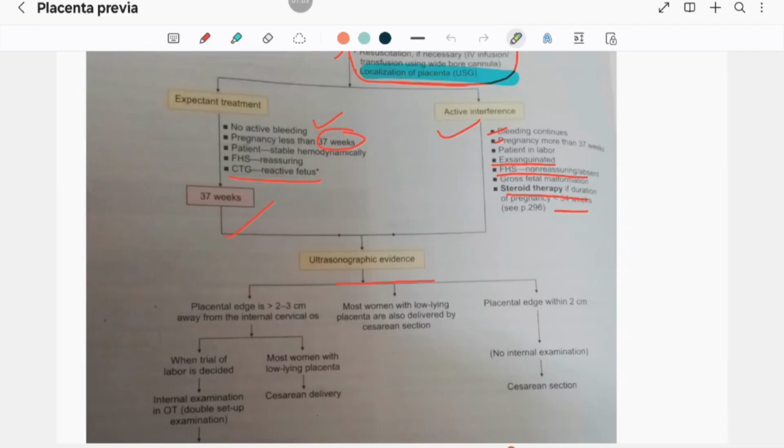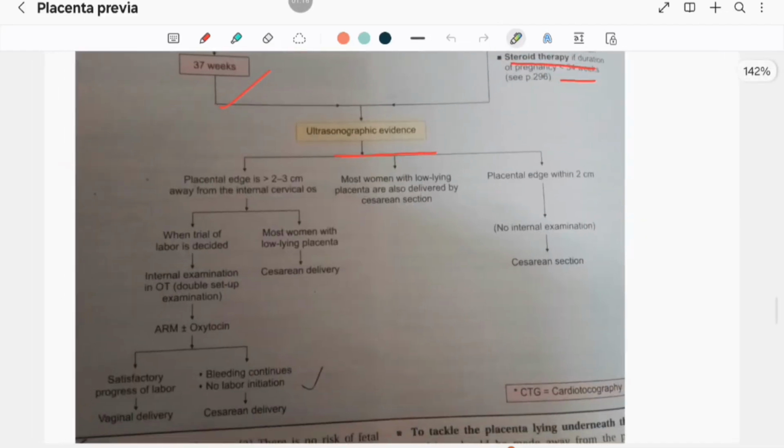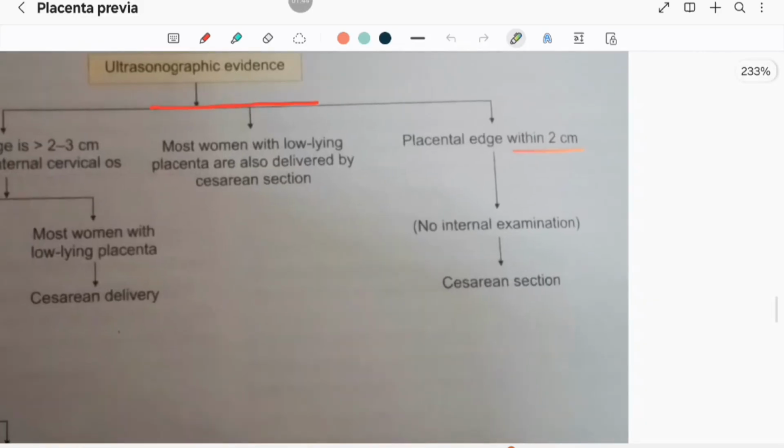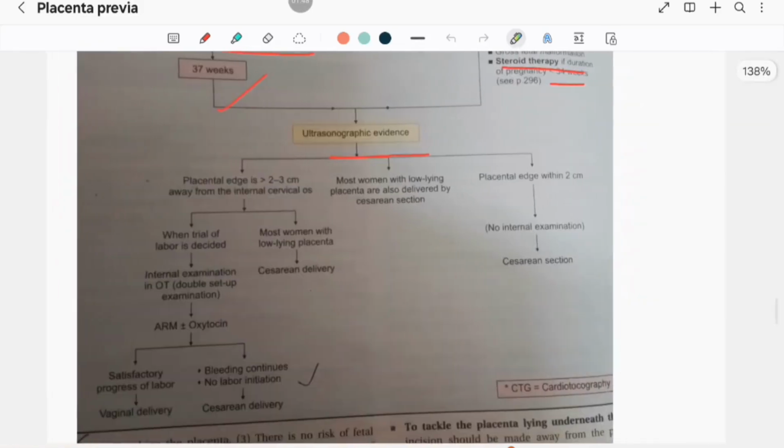Then in active interference, the bleeding continues, pregnancy is more than 37 weeks, the patient is in labor and FHS is non-reassuring. Steroid therapy has to be given here if the duration of the pregnancy is less than 34 weeks. Then if ultrasonographic evidence reveals placenta more than 2 to 3 centimeter away, low-lying, a trial of labor can be given: we do ARM with oxytocin infusion, and if there is satisfactory progress, vaginal delivery; if bleeding continues or there is no labor, cesarean has to be given. Then if the placental edge is within 2 centimeter, no examination, directly take the patient for cesarean section.